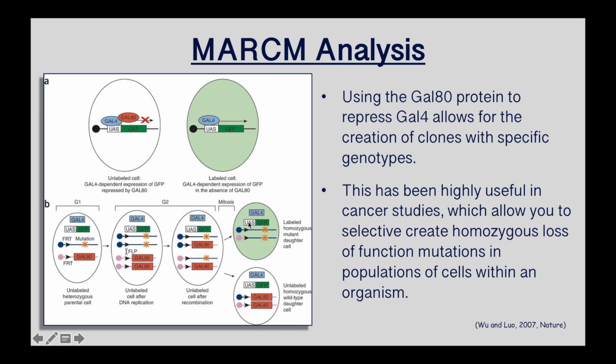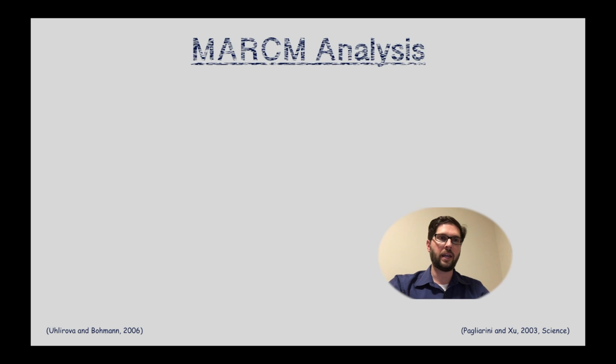Because GAL4 is turned on, it binds to this upstream activating sequence and turns on green fluorescent protein. You can now take that animal, put it underneath a fluorescent microscope, and identify that cell by the presence of the green fluorescent protein that's glowing. If it has GFP, it also has this homozygous mutation of interest. And then you can now study the effects of that mutation in a clonal fashion.